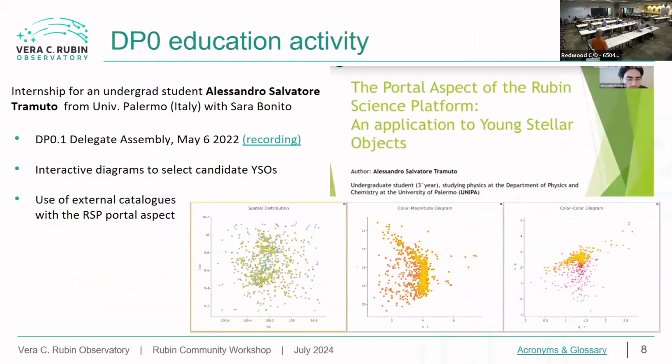The first thing that I want to highlight is the importance of the education activity that you can reach with DP0. For instance, there was a presentation given by Alessandro Salvatore Tramuto, an undergrad student in Palermo in Italy, supervised by Sara Bonito. He presented a very nice portal aspect on the application of DP0 with young stellar objects, and he was also working with the notebook aspect tutorial. It is extremely important to use this data with undergrad students that are approaching astronomy for the first time.